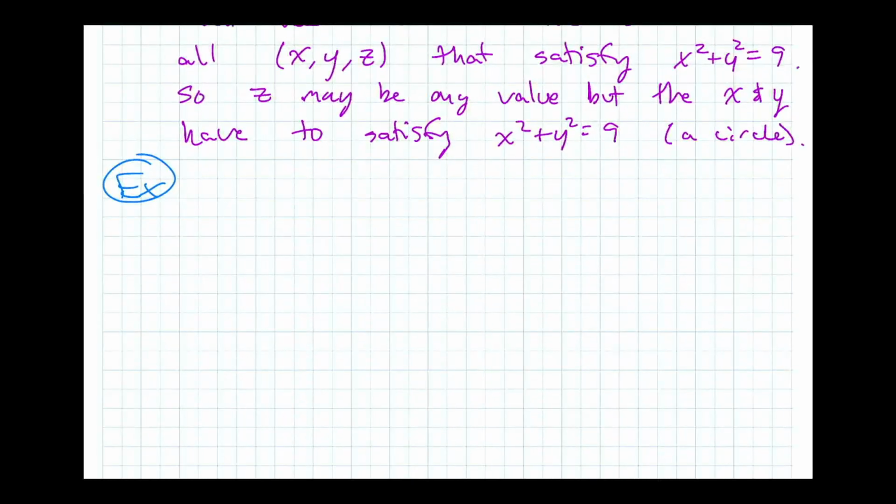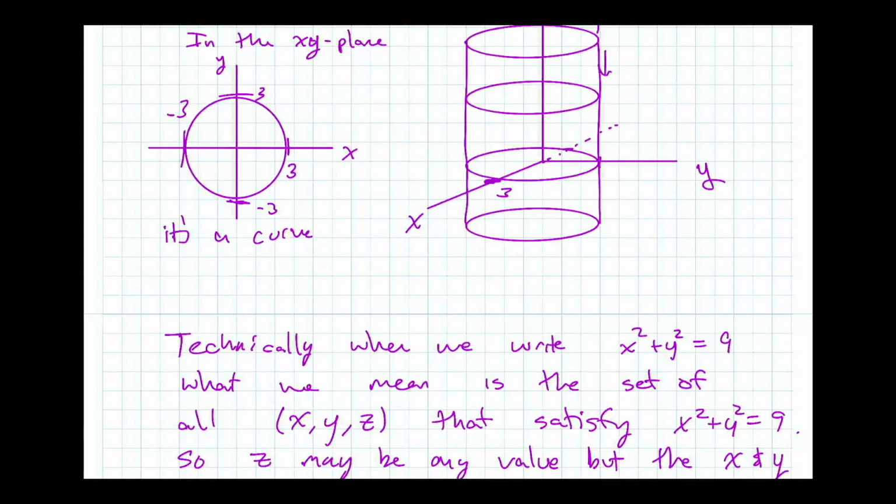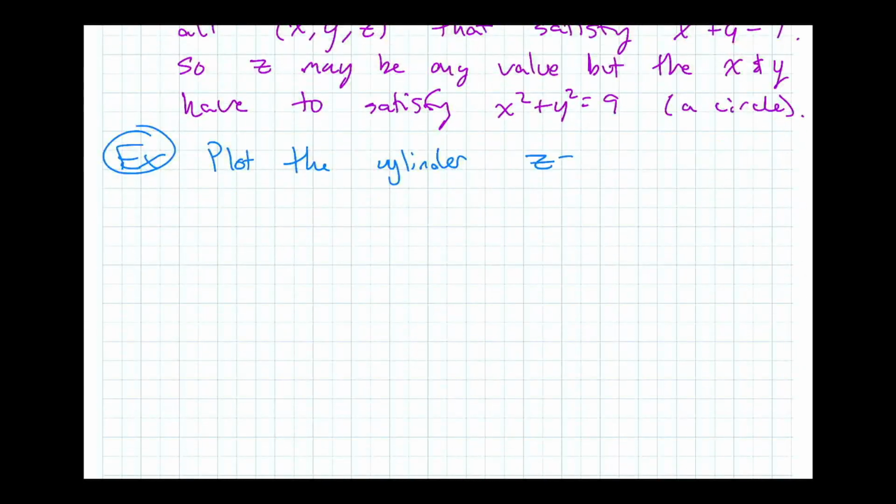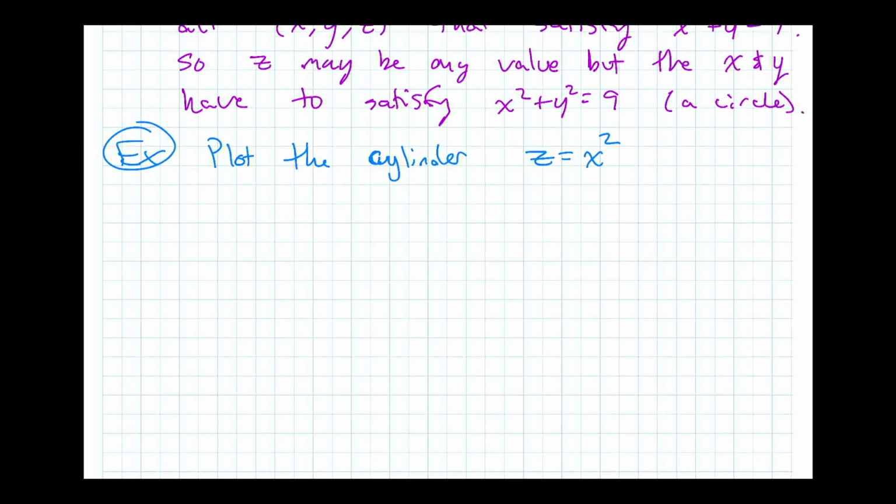If I say, plot the surface, or I'll say cylinder because it's a cylinder. Let me think. Thinking is hard. X and Y, I don't want to do X and Y. Which variable is what? I'm going to do X and Z. Plot the cylinder, Z equals X squared. Okay, so we want to plot that cylinder.